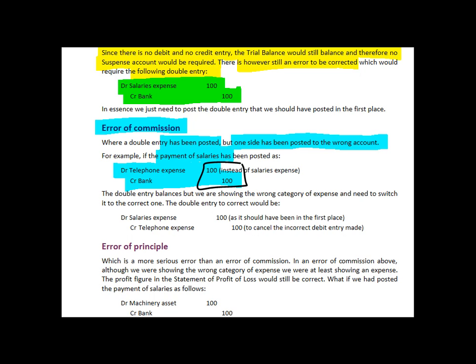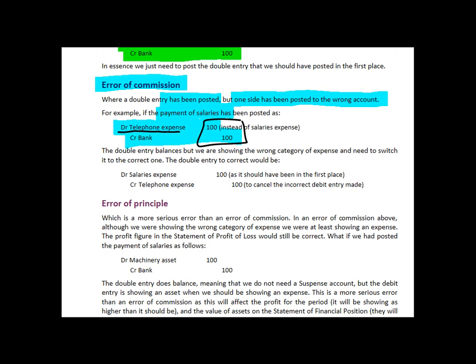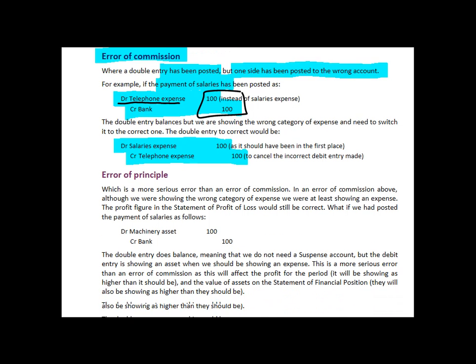But we've got a problem. We've recognised a telephone expense when it was nothing to do with the telephone. This was salaries. So effectively what I need to do to correct this one is eliminate that telephone expense that I recognised, which actually didn't exist. So I'm going to credit the telephone expense by 100 to eliminate the original debit balance. And I'm going to put the debit where it should have been in the first place. Debit the salaries expense, the 100, to recognise what I did spend the money on. So that's an error of commission where we did post a double entry. We just put one side of it to the wrong account.